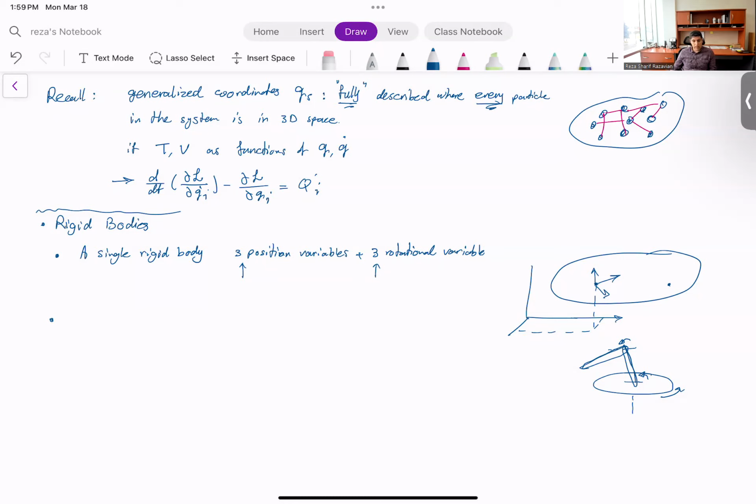So in this case, I only need to describe 3 rotations, this Q1, Q2, and Q3. And I should, in principle, be able to write the kinetic energy of all these bodies only as a function of these 3 variables and their derivatives. And from there, we can define the equations of motion.